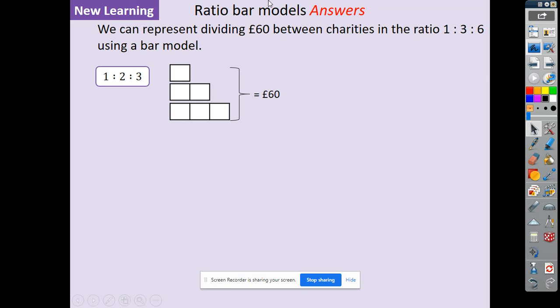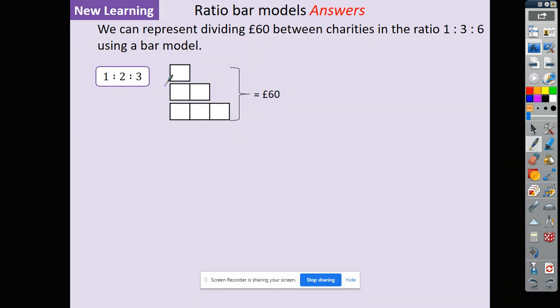Okay, so looking at the first one, it was in the ratio of 1 to 2 to 3. So we've got 1 to 2 to 3. Okay, so I've got my bar model drawn, and we are sharing £60 in that ratio. So how many parts am I splitting my £60 between? Well, I've got 1, 2, 3, 4, 5, 6. So how much is each part worth? Well, it'll be worth 10 because 60 divided by 6 is 10.